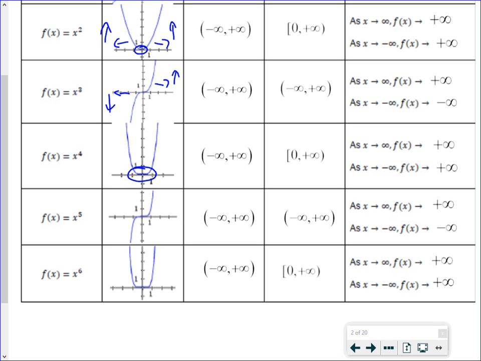The range is still 0 to positive infinity. And the end behavior is as x goes to infinity, f of x will go to infinity. As x goes to negative infinity, f of x goes to positive infinity.